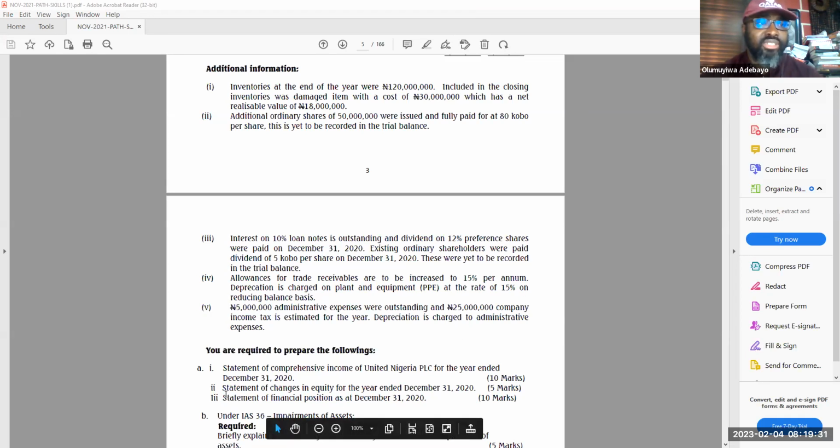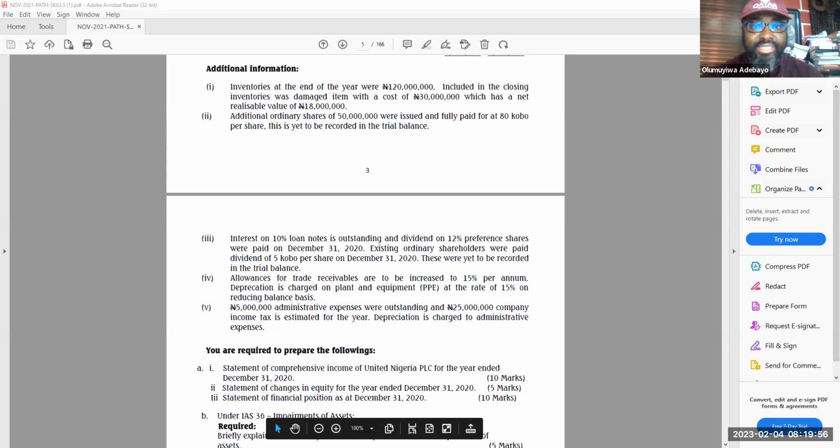Now, the second question you read is statement of changes in equity for the year ended December 31st, 2020. If you add all of the marks together, that gives about 25 marks, which is about a quarter of the entire mark in the examination. And this is a compulsory question. Therefore, what do we do at this point?